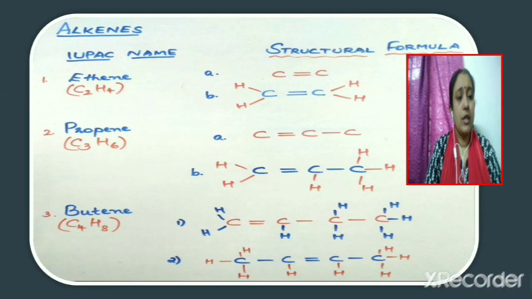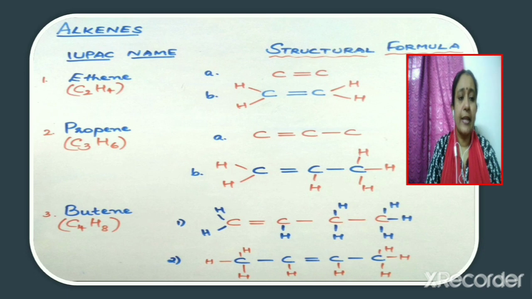Let us now learn how to write the structural formula of an alkene. The first member is ethene. We know that it is a 2-carbon alkene. So how can we show the carbon skeleton? 2 carbon atoms joined together by a double bond.